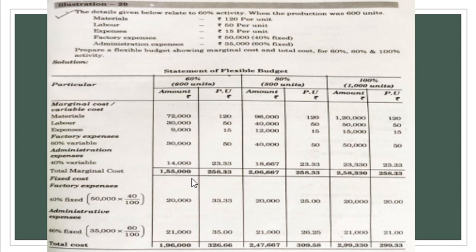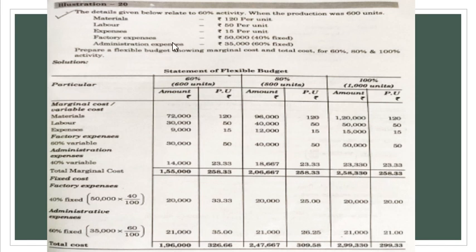So now for 600 units, the total variable expenses, or marginal cost, is 1,55,000, and the per unit cost is 258.33. Then for 800 units, the total marginal cost is 2,06,667, and the per unit value is 258.33. For 1000 units, the total amount is 2,58,330, and the per unit value is 258.33.